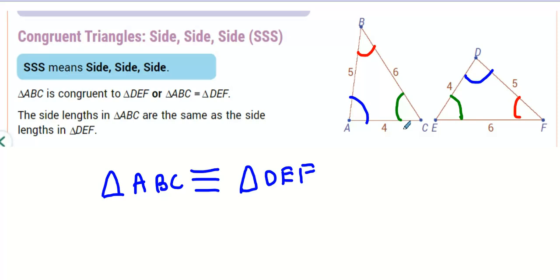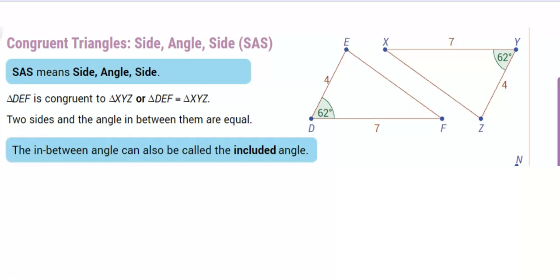Sure. So all you need to know so far is SSS. Everything's the same. The angles are the same. The lengths are the same. The triangles are congruent. Good.